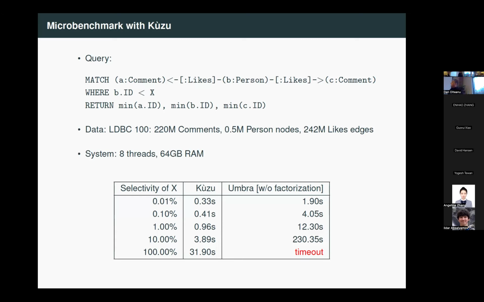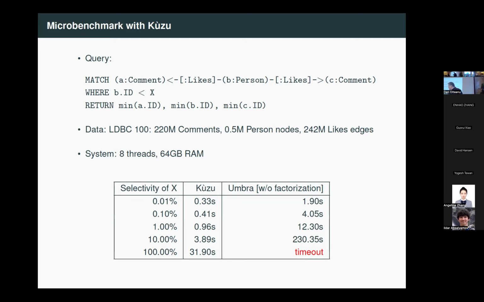So what he did is take some LDBC, which is a standard benchmark for graph databases, with this amount of comments and so on and so forth. The system was rather modest. In my query, I have a condition which depends on some parameter X, which I can set such that I reach a certain selectivity on that condition. And then he compares Kuzu and Umbra, which is the system of Thomas Neumann, but this is Umbra before they added factorization, right? And now what you can see is that as the selectivity increases, this of course means that there is more blow up in the answer.